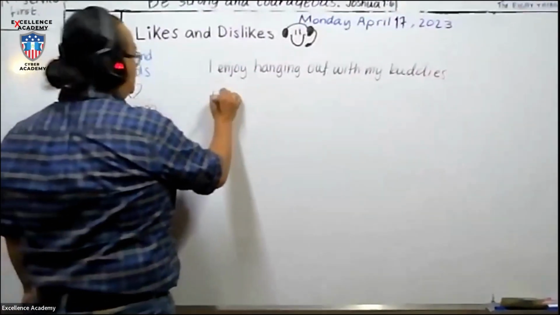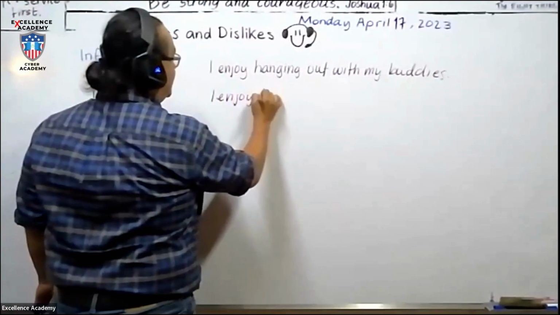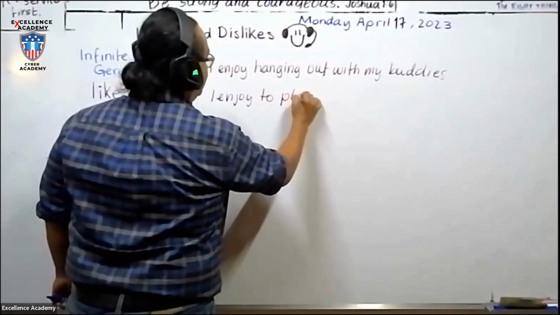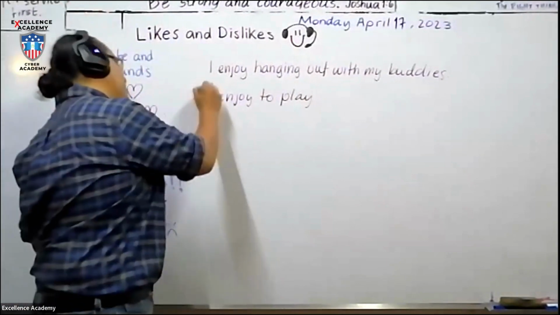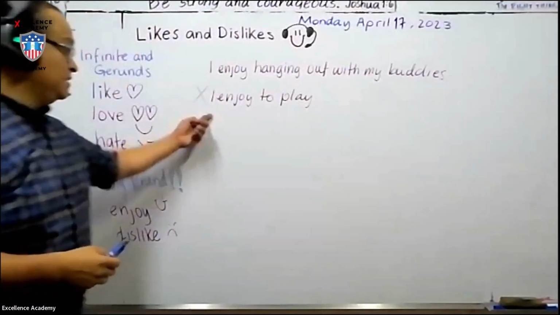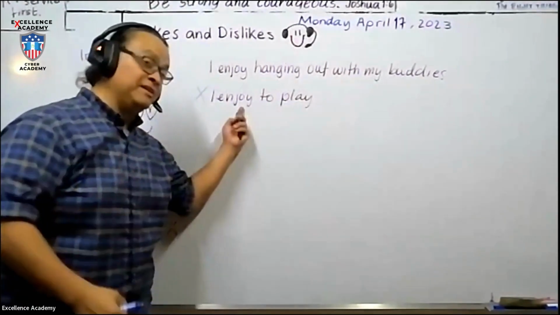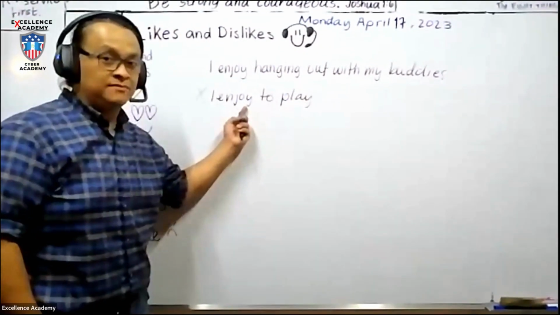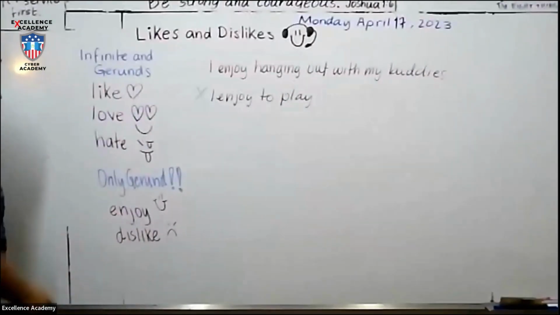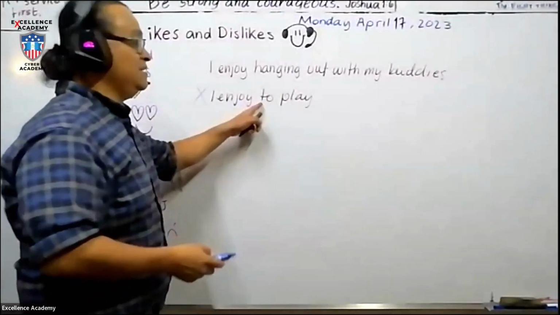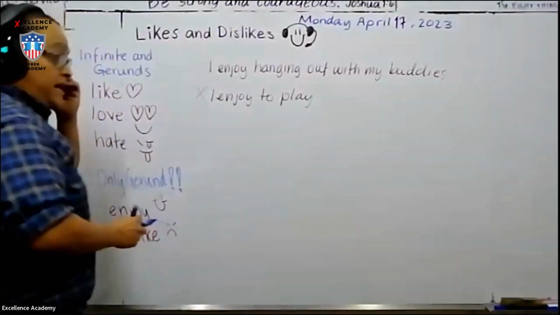This is a common mistake I hear a lot. People say, I enjoy to play video games, or I enjoy to swim, I enjoy to dance. And that's wrong. Every time I hear this with enjoy, I'm kind of like, you know? Because it's only used in the ing form. So let's avoid this.